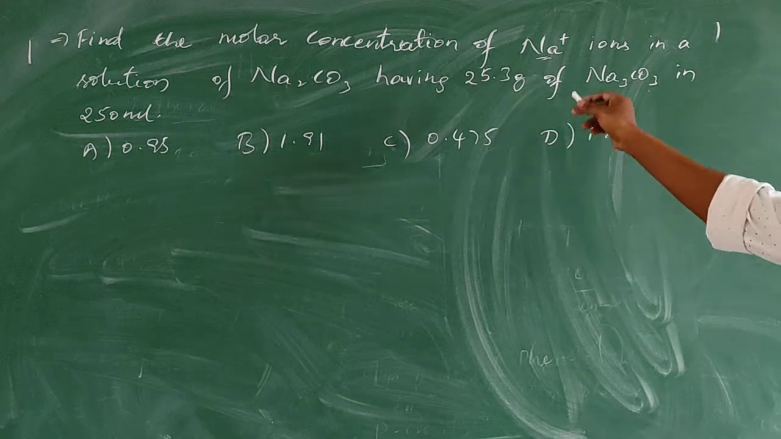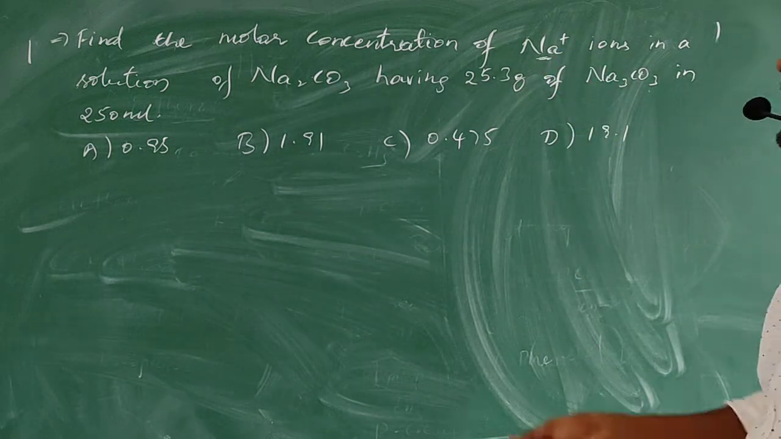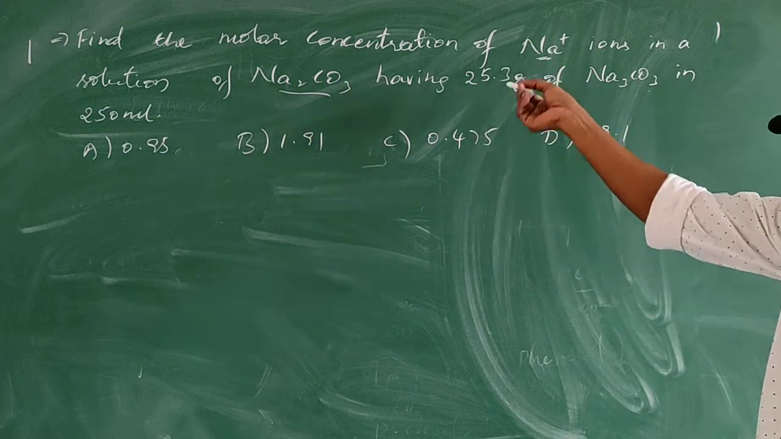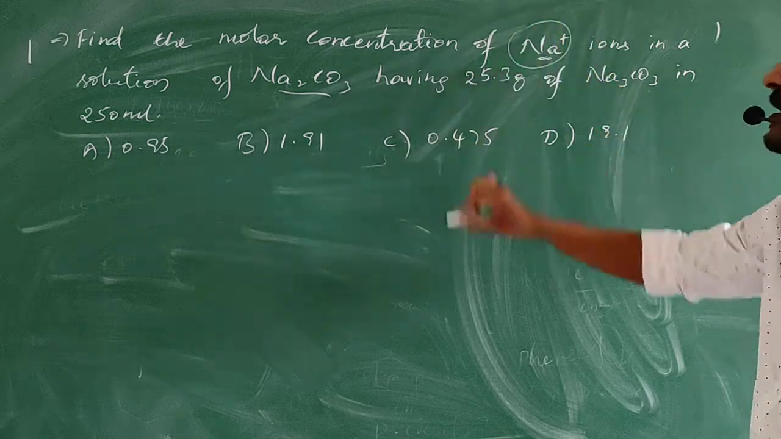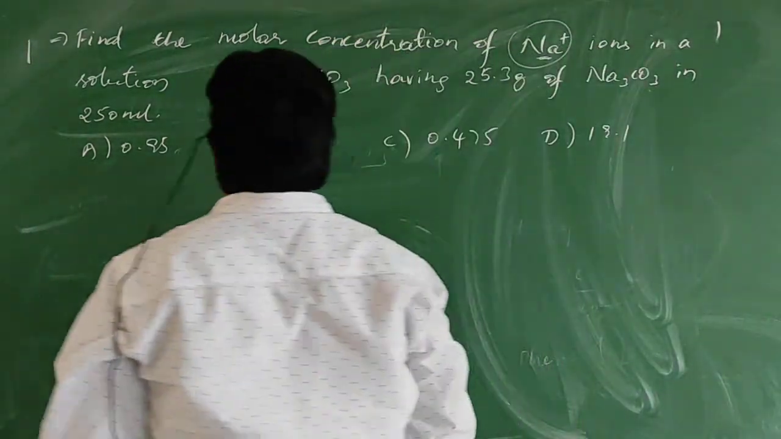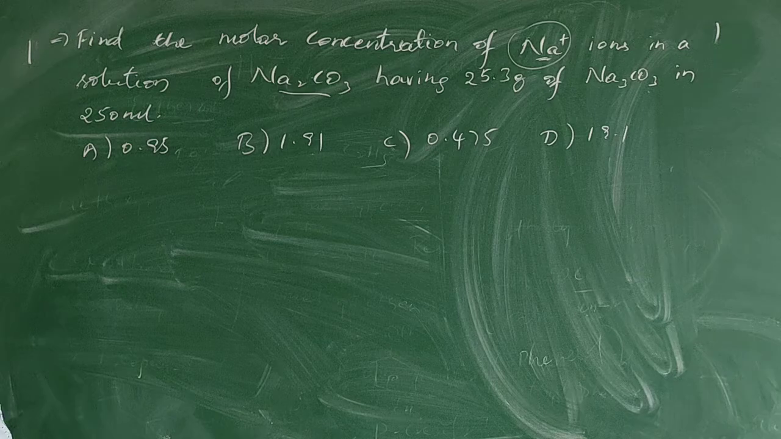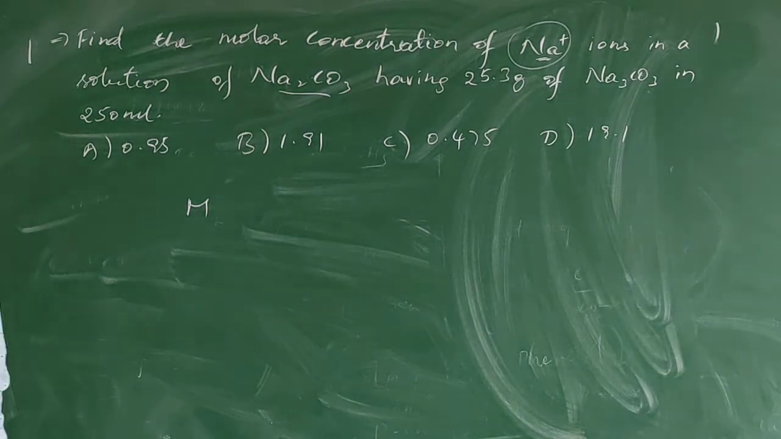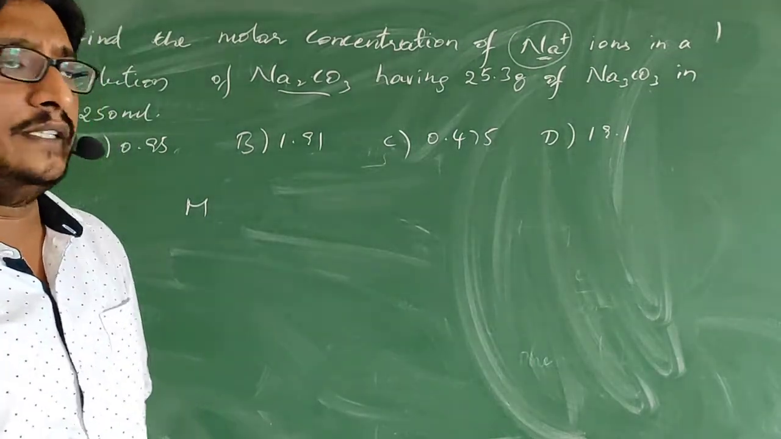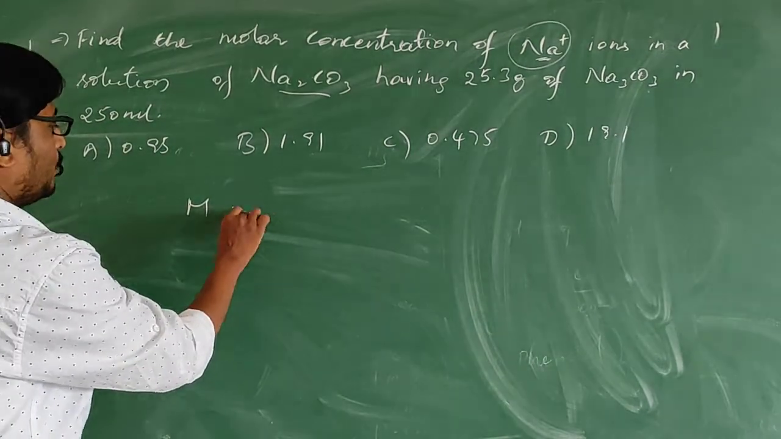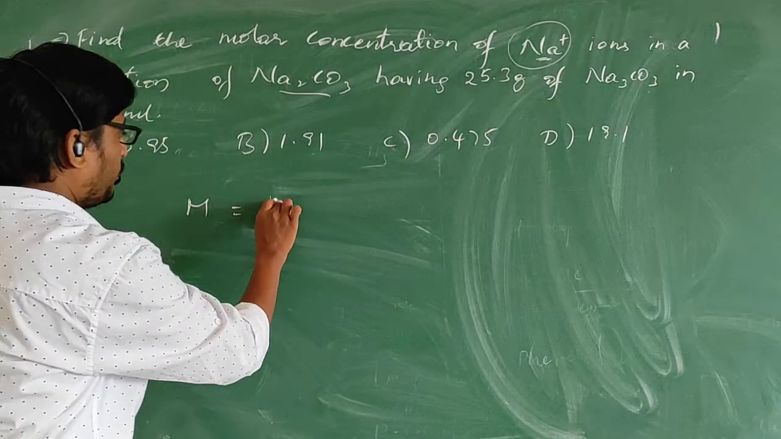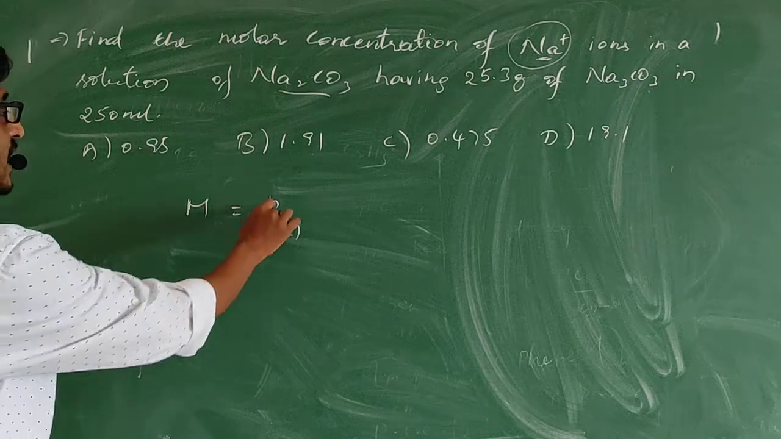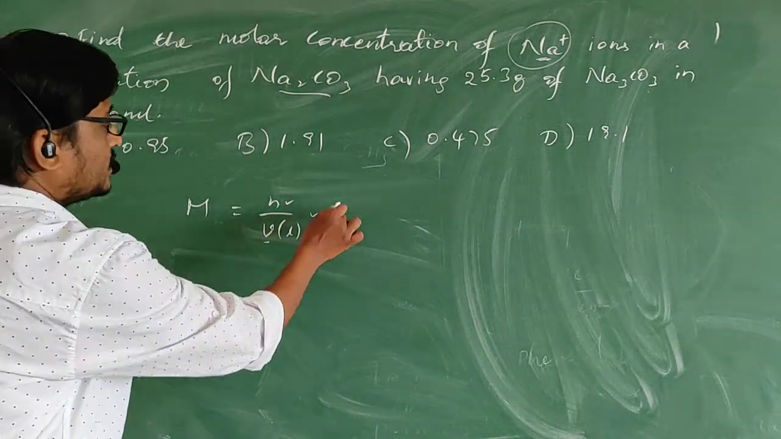Okay, so to find the concentration of Na plus, first we need to find the concentration of sodium carbonate in the solution. Then it will be easy for us to find the concentration of Na plus. Okay, let us find it. So here we can use the formula molarity. Molarity is used to find the concentration of solution. So what is the formula of molarity? Molarity is equal to number of moles present per liter of the solution. So if volume is given in liters and if number of moles are given, we can use this formula directly.